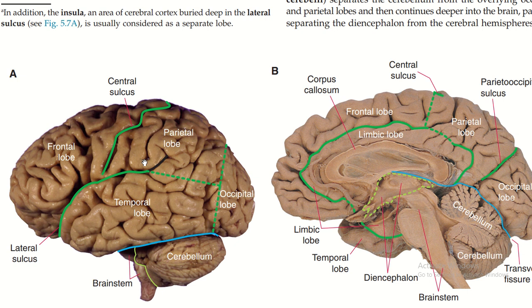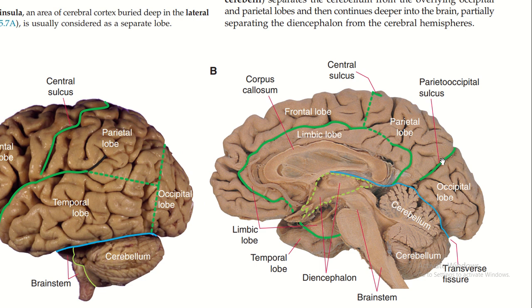Done. And then you're going to have your temporal lobe being separated from the frontal lobe and the parietal lobe by what you call the lateral sulcus. Right here is your lateral sulcus. So your lateral sulcus will separate your frontal lobe and your parietal lobe from the temporal lobe. Very important. And then posteriorly, about 4 centimeters from the occipital lobe, you're going to have the parietal occipital sulcus right here. This is your parietal occipital sulcus. It's going to divide the parietal lobe from the occipital lobe.